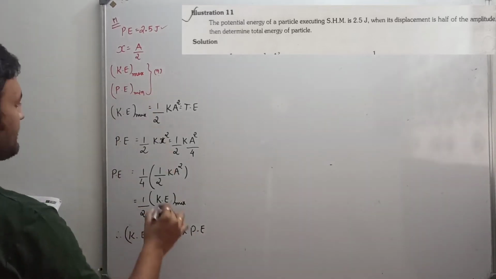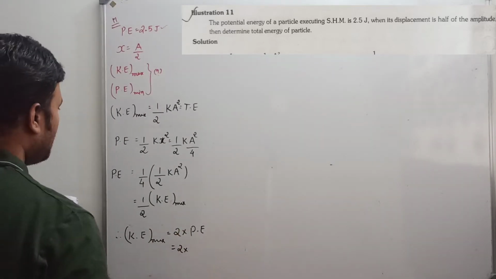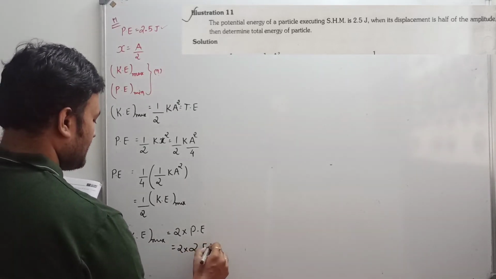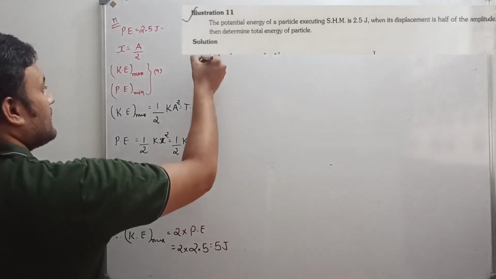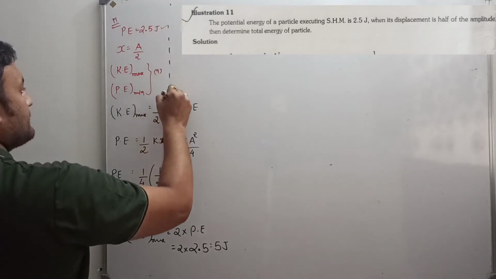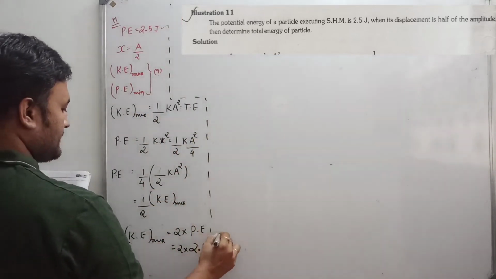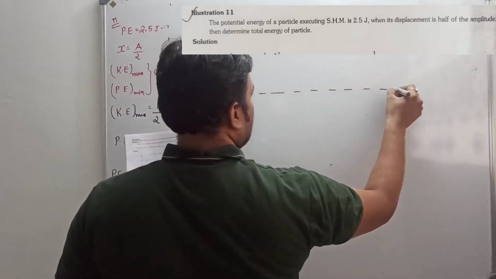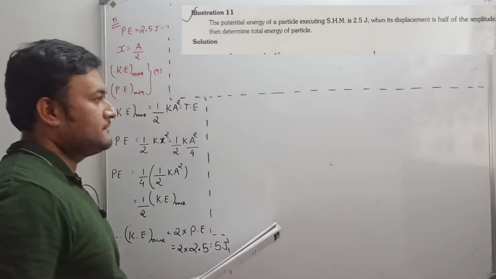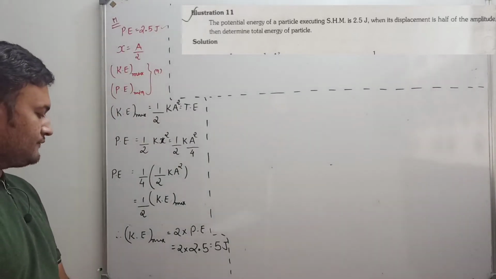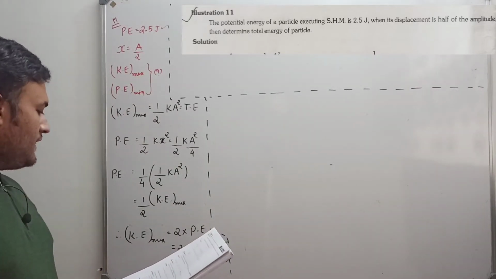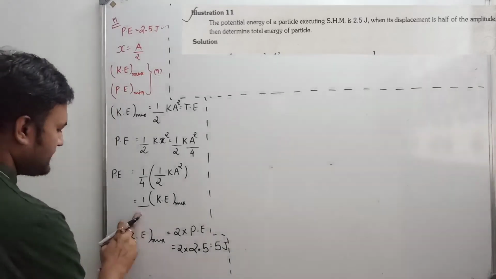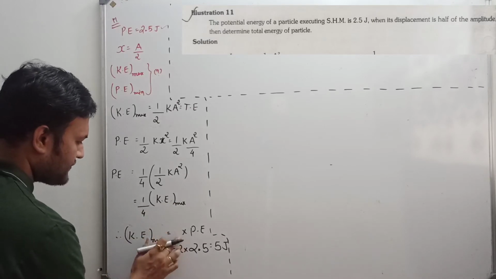What is the potential energy? This is 2.5. Okay, so the answer is, sorry, this is 1 by 4, so 4 multiplies.